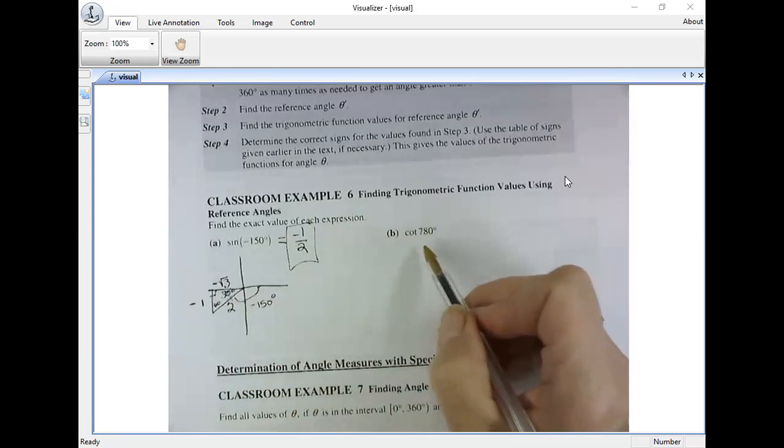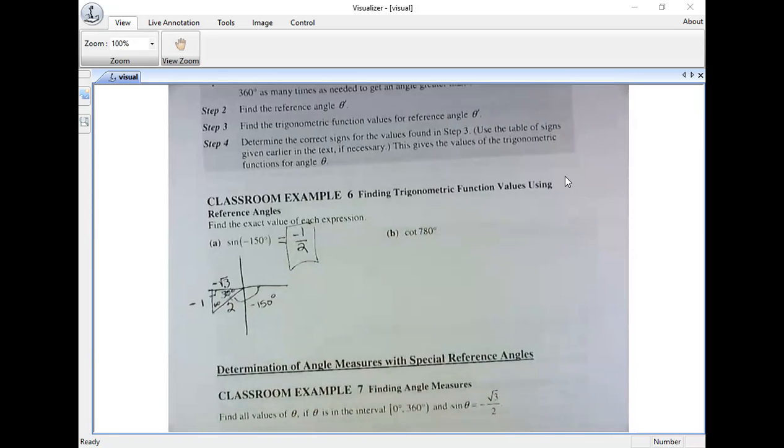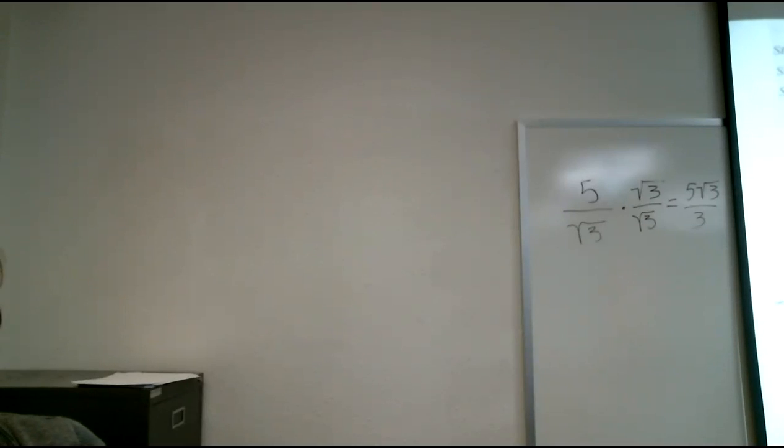Okay, cotangent of 780. I want to give you the opportunity to try to do this one yourself, so I'm going to walk around.